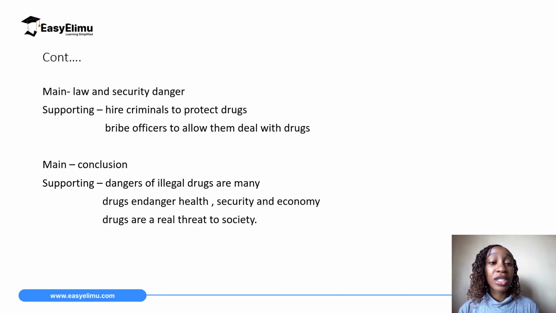Another main point is law and security danger, and it will be supported by hire criminals to protect drugs, bribe officers to allow them to deal with drugs. And lastly, we have the conclusion as the main point, supported by dangers of illegal drugs are many. Drugs endanger health, security, and economy. Drugs are a real threat to society.